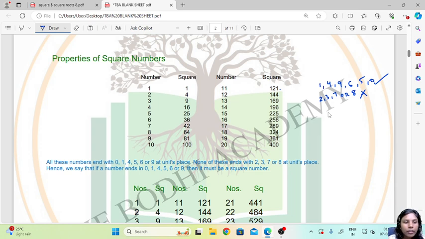Hence we can say that if a given number ends with 0, 1, 4, 5, 6 or 9, then it can be a square number. So if out of nowhere I give you a number like 256 and I ask you, will this be a square number? On what basis can you conclude? Since there is 6 in the units place, I'll say yes, it can be a square number, correct?